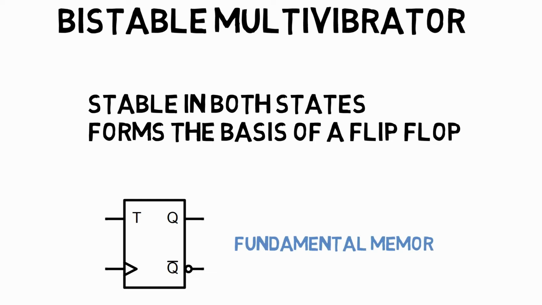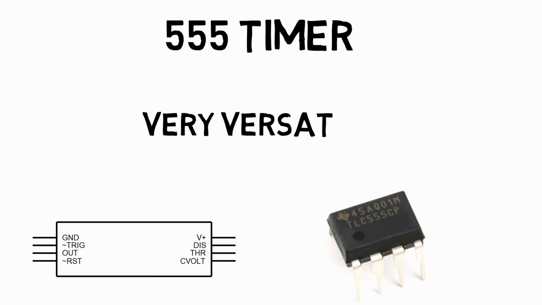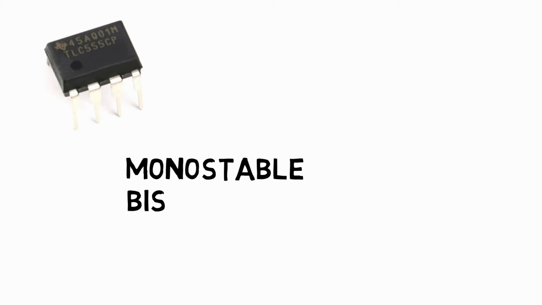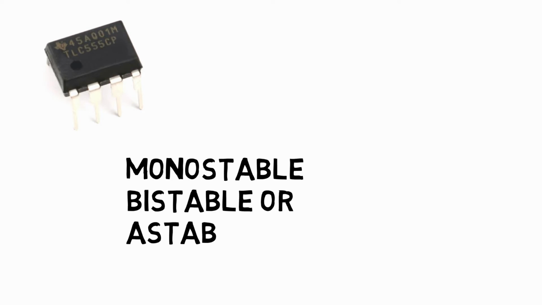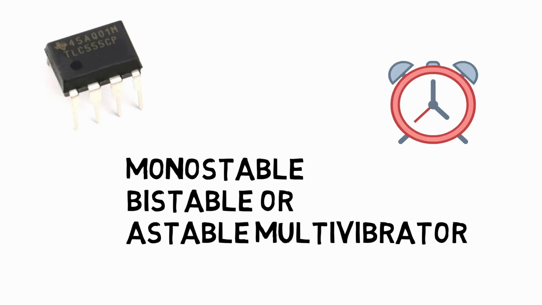Now, timing circuits are so popular that we have an integrated circuit which, in my opinion, along with the 741 op-amp, forms the most popular integrated circuits in history. The integrated circuit I'm talking about is the 555 timer, which is one of the most versatile integrated circuits ever invented. You see, the 555 timer can function as either a monostable, bistable, or astable multivibrator. And once you have a clock to work with in electronics, you can get all types of interesting electronic circuits.